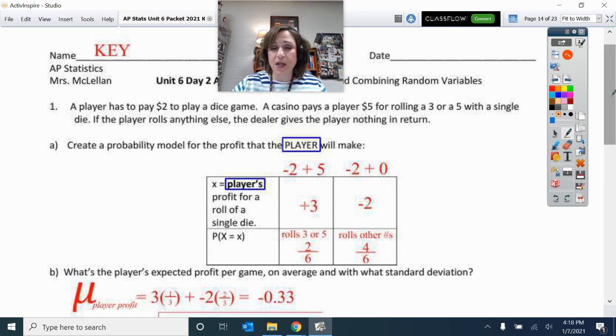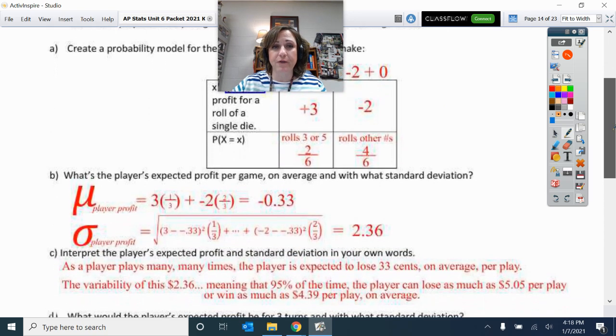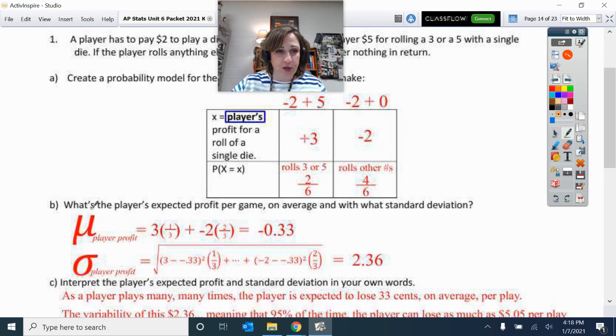All right. So what's going to happen overall in the long run, on average? There we have it: $3 times a third plus negative $2 times 2/3, and that's how we get that. I don't know why I have this plus dot dot dot here in the middle, but it's (3 minus negative 0.33) squared times a third, plus (negative 2 minus negative 0.33) squared times 2/3. Okay, so it's a $2.36 standard deviation.